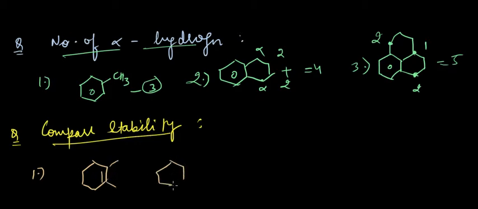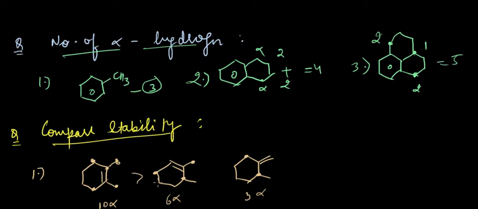So how many alpha hydrogens does this compound contain? 2, 2, 4, 4 plus 3, 7, 7 plus 3, 10. So 10 alpha hydrogens. How many alpha hydrogens here? 2 plus 1 plus 3, 6. How many here? 2 plus 1, 3 alpha hydrogens. So the stability order is this.